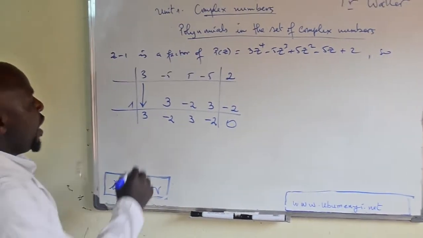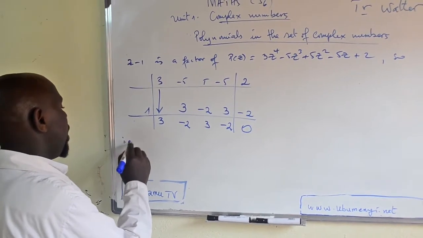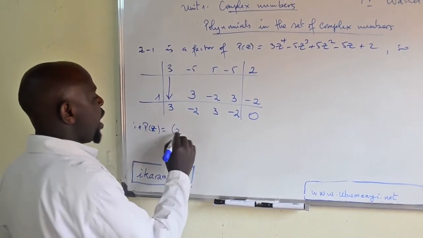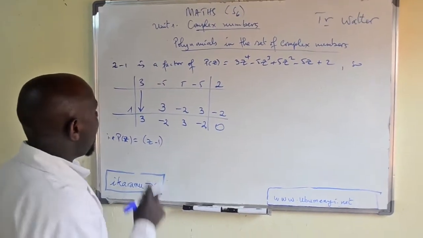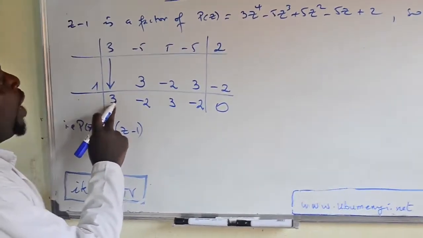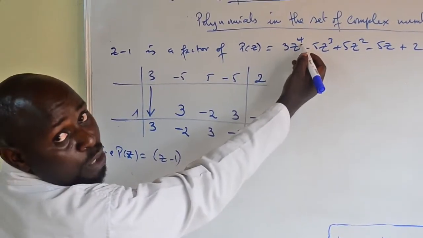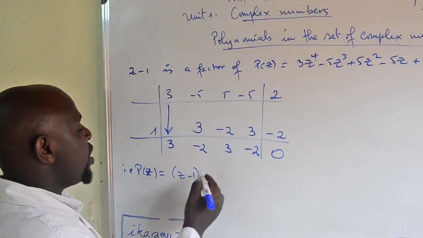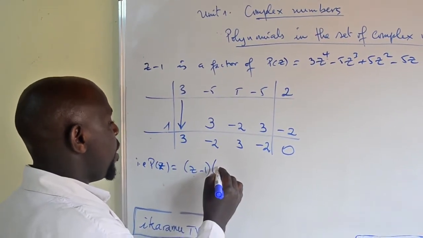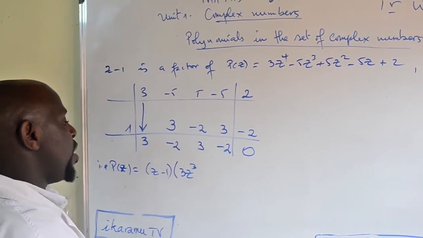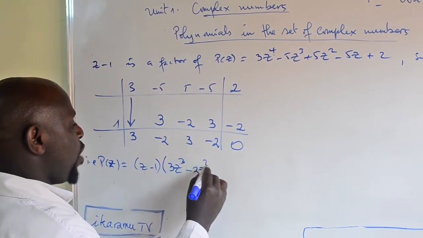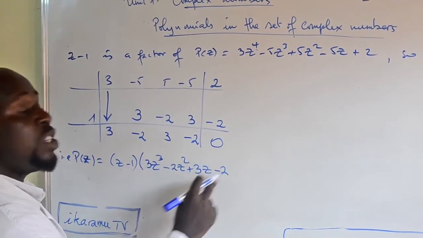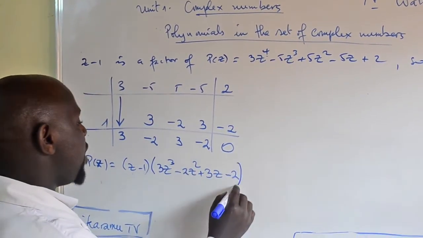And ladies and gentlemen, if you have seen that this is 0, it means that P of Z equals Z minus 1, and we have the quotient. As you know, the quotient starts from 3 here, but the power will no longer be 4. It will be decreasing by 1, because here we have taken another Z, and we have another 0 here, which means that the next factor will start with 3Z power 3. Everyone understand? Minus 2Z squared now, plus 3Z minus 2. The powers have to go decreasingly up to 0 here. And then these are the factors.